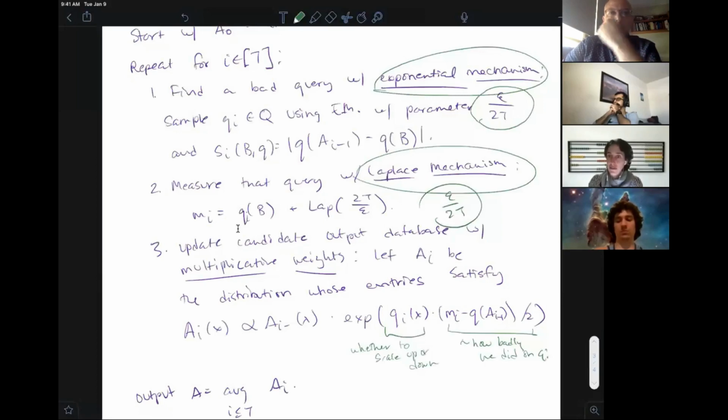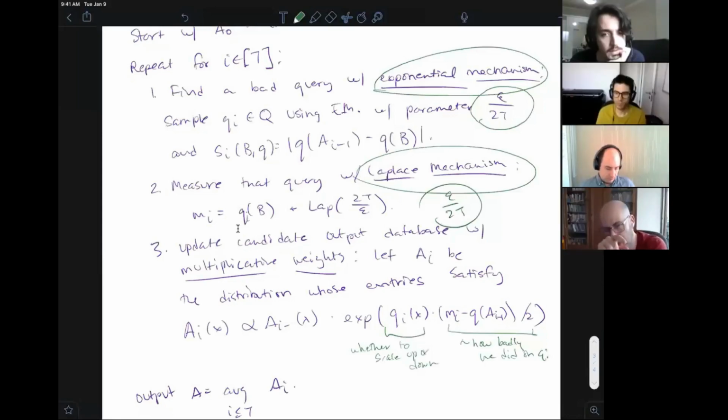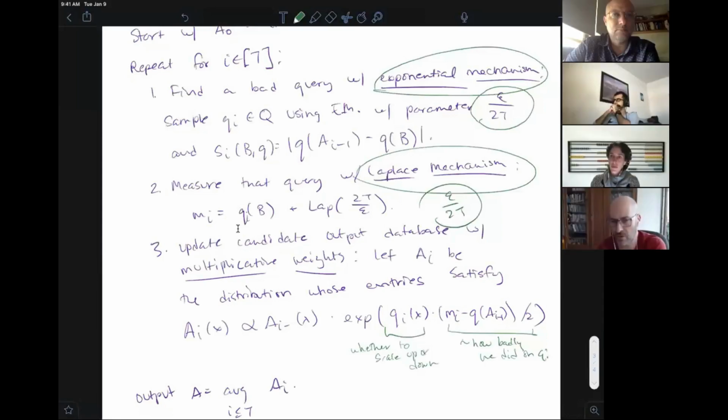Questions? So this whole update mechanism, in some way it will depend on the number of queries and also the choice of this T, but it looks kind of expensive at each step.